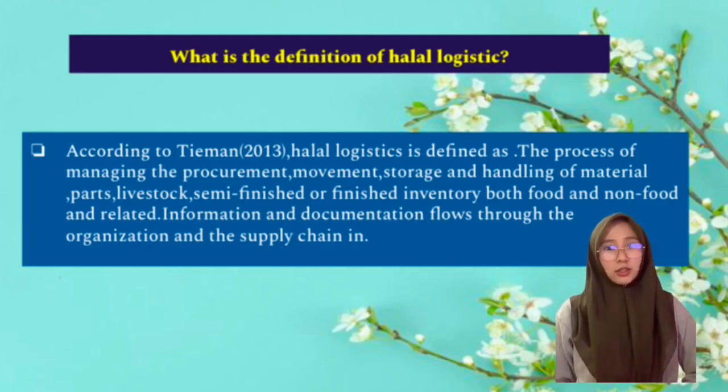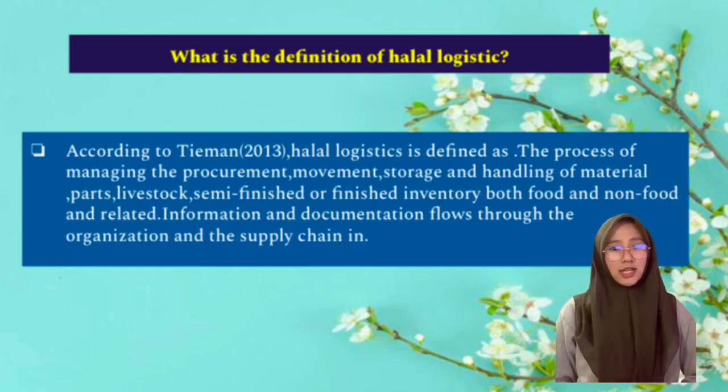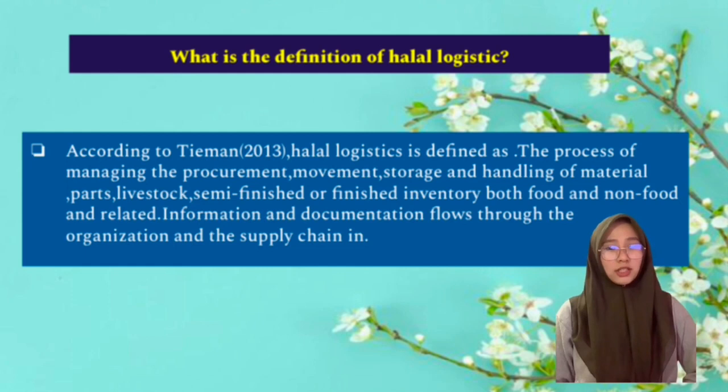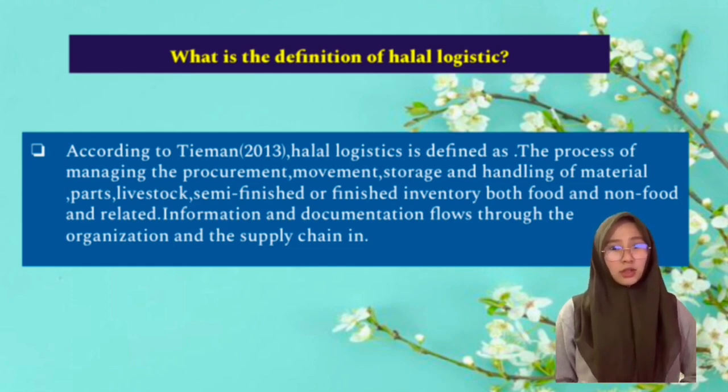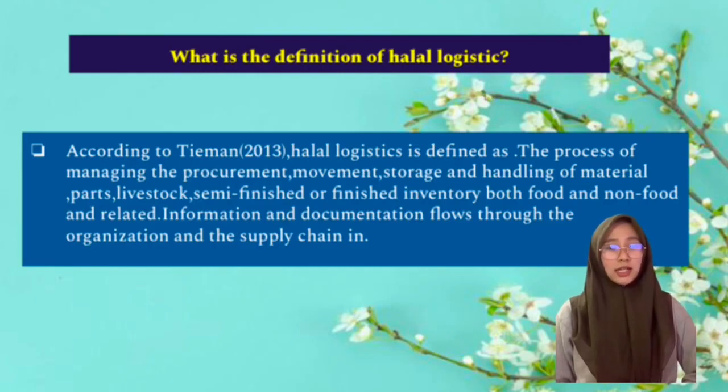Halal logistic is a novel in the SCM of the halal industry. Halal logistic is defined as the process of managing the procurement, movement, storage, and materials handling of livestock and semi-finished inventory, both food and non-food, through the organization and the supply chain in compliance with the general principles of Sharia law. Halal logistic can also be known as managing the material flow and information flow throughout the supply chain in accordance with a halal standard.